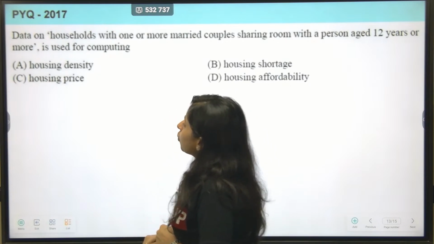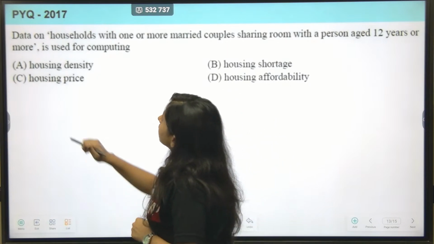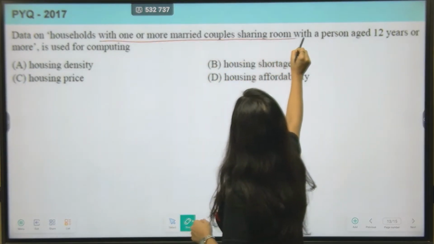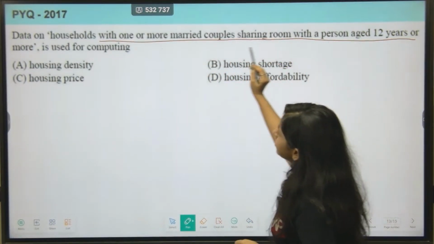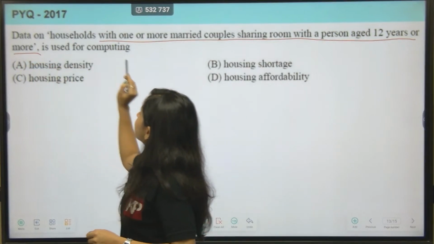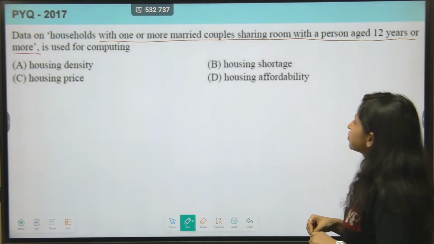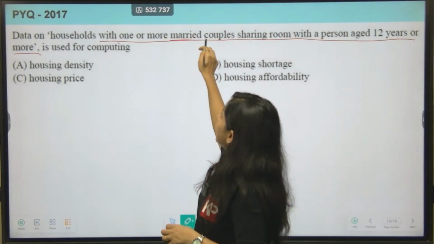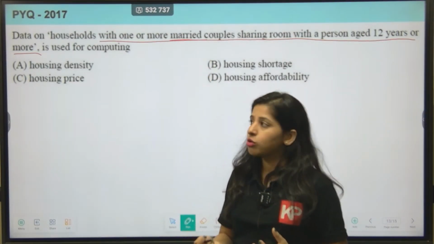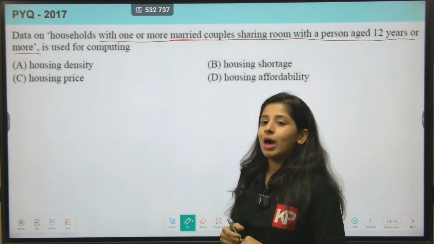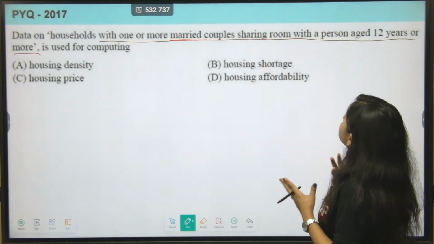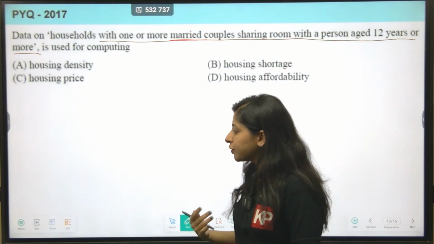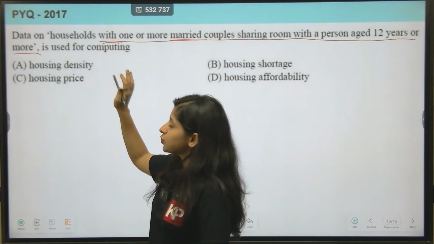What the question is saying is, data on households with one or more married couples sharing room with a person aged 12 years or more is used for computing housing density, housing shortage, housing price, housing affordability. So this kind of data, in which we get the number of households who have one or more married couples sharing room with a person aged 12 years or more, is used for calculating what? Now first we have to understand what this means.